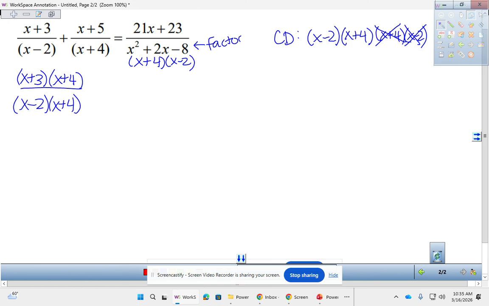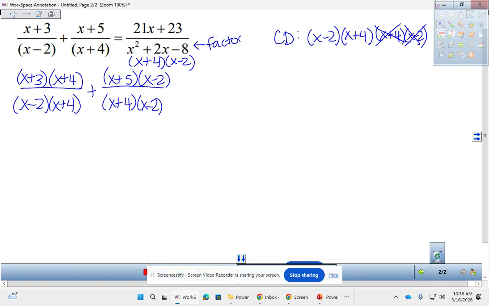For this one, I want to make my denominator x plus 4, x minus 2, because I decided that that's what my common denominator was. I'm going to keep the existing numerator the same. And I'm going to ask myself, what does this denominator have that this one doesn't? This one has an x minus 2 and this one doesn't. So I have to add that x minus 2 to the top. This way, if the x minus 2 canceled out, I'd be right back to where I started.